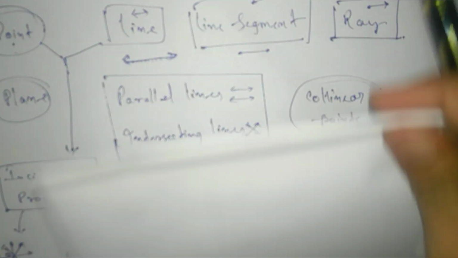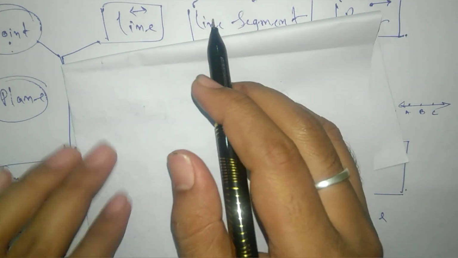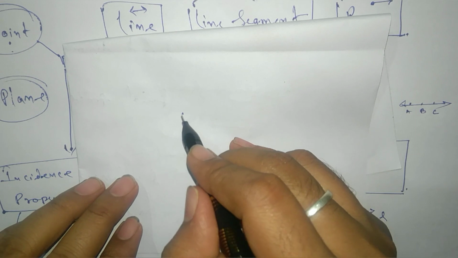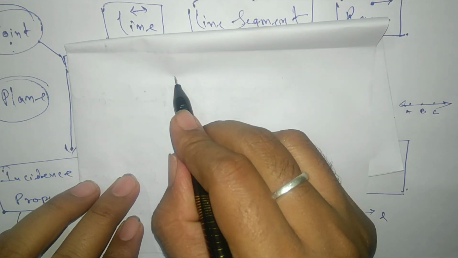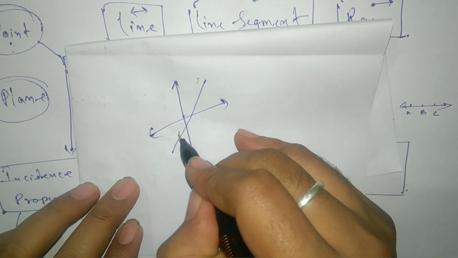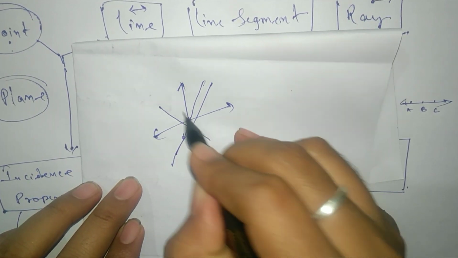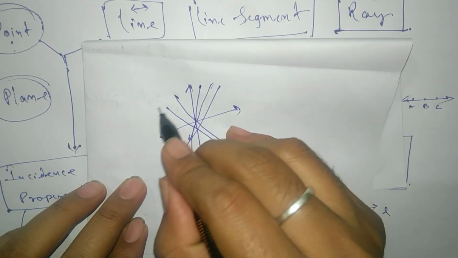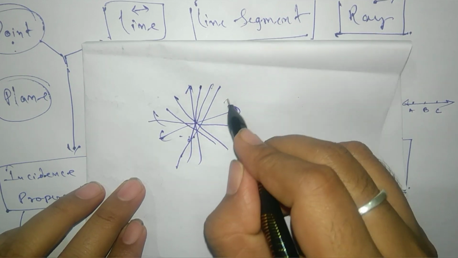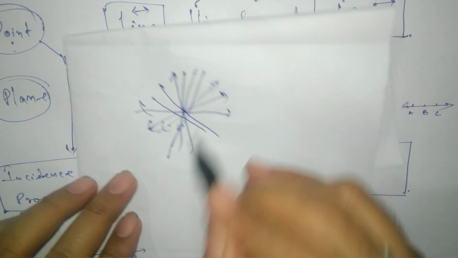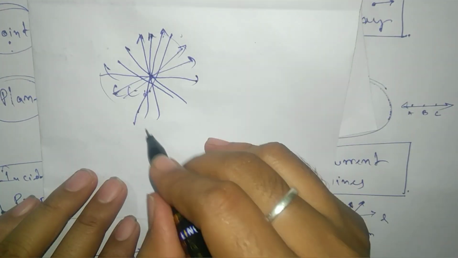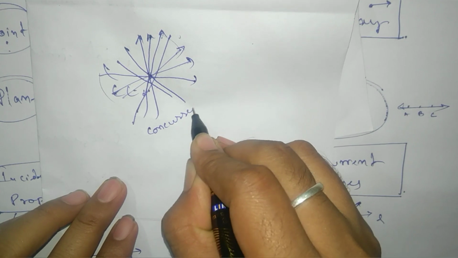Let's try to understand. If you take one point on a plane, then through this point you can see that lots of lines can pass. That means through a point there are an infinite number of lines which can pass through it. Don't take these two which are not touching this point. So you can see here, this collection of all these lines, we call concurrent lines.